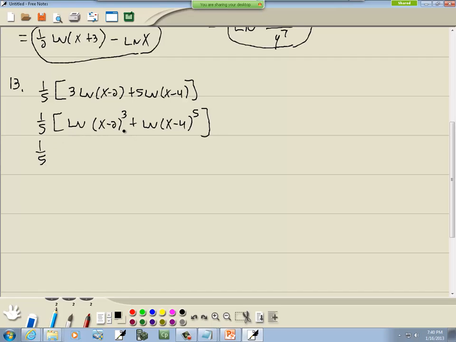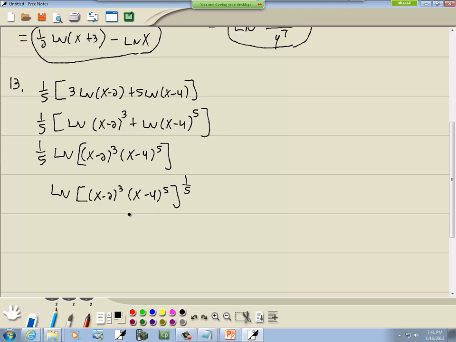Now looking at what's inside the brackets, we have log of something plus log of something. Addition becomes multiplication. So this becomes 1/5 natural log of x minus 2 to the third times x minus 4 to the fifth. Well, I want to get a single log, so we don't want any number in front of it. So I'm going to take that 1/5 and put as our power.